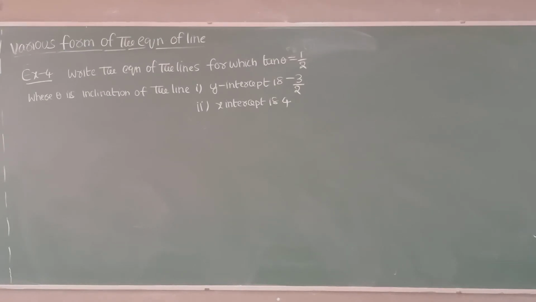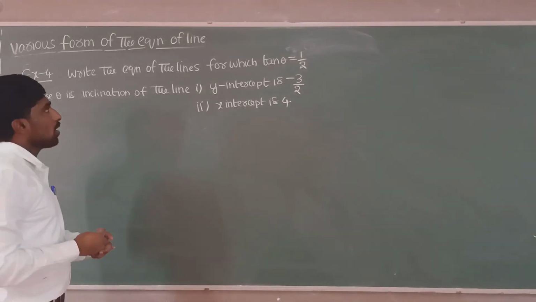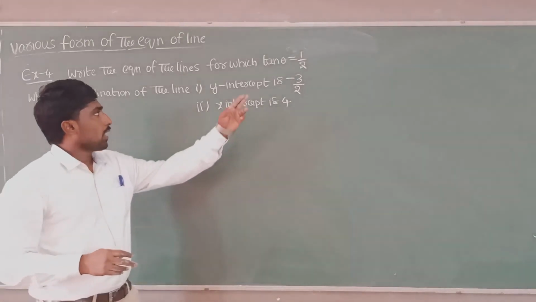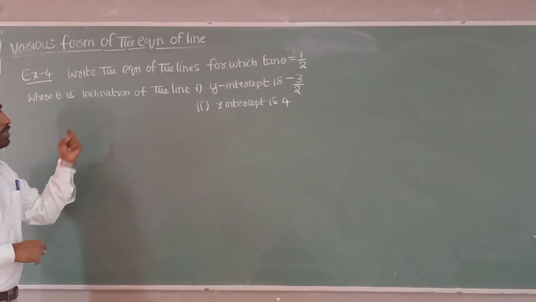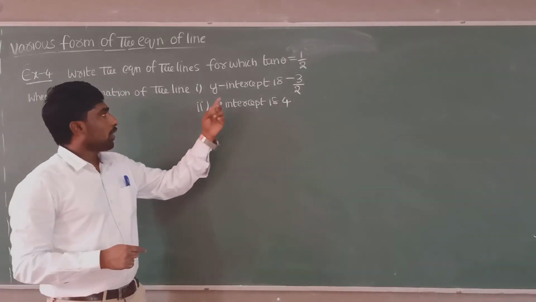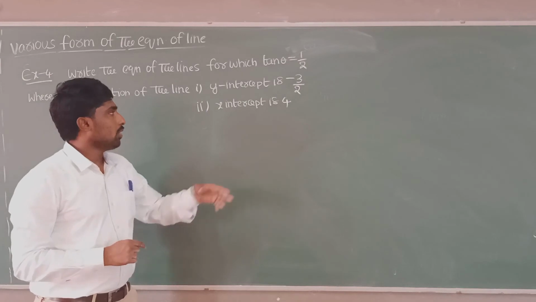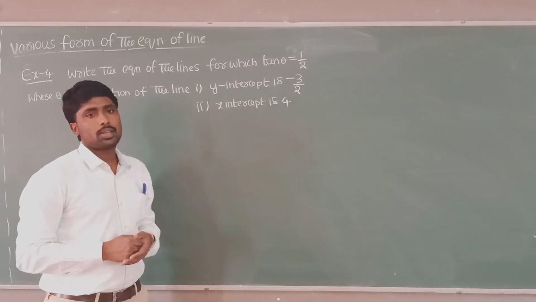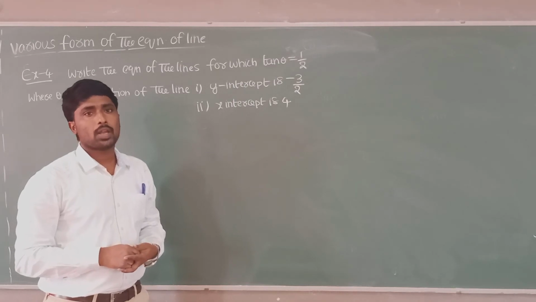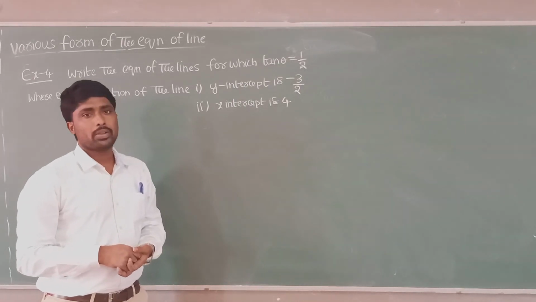Now guys, all of you see here example 4. Write the equation of a line for which tan theta equals 1 by 2, where theta is the inclination of the line. Then they gave the y-intercept as minus 3 by 2 and the x-intercept as 4. Indirectly, tan theta is what? The slope of the line. So m equals 1 by 2.